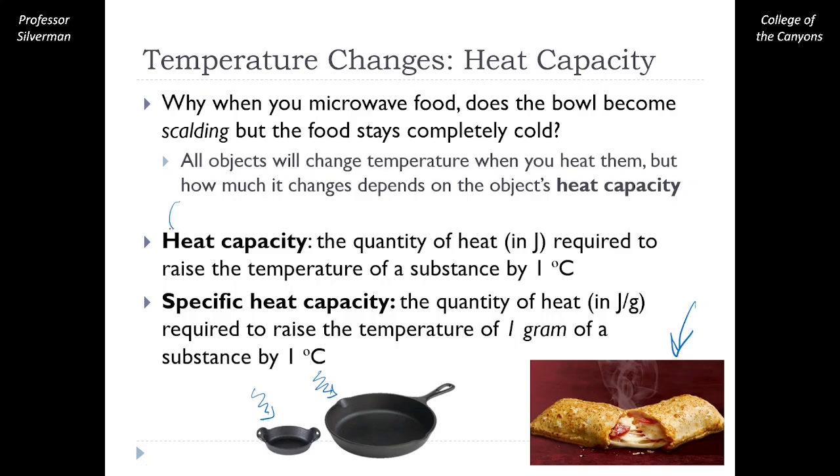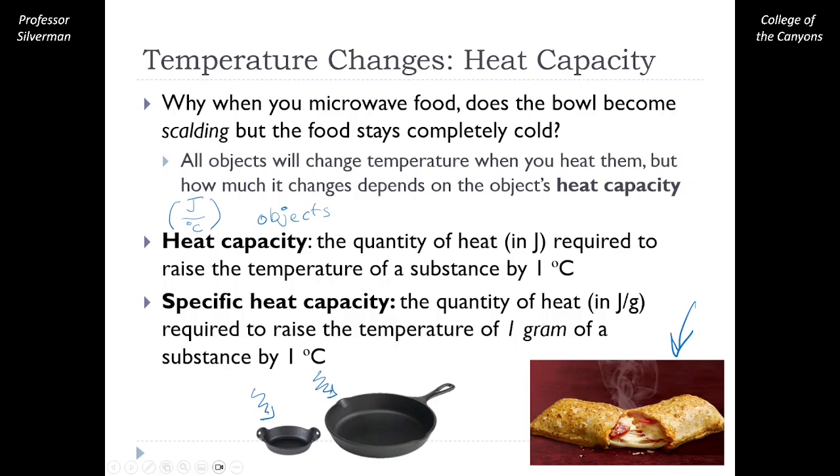Heat capacity, we get to quantify this. This is going to be how many joules of energy are required to change our substance by 1 degree Celsius. The units are joules per degree Celsius. And this heat capacity is really useful for measuring different objects. Comparing our little frying pan to our big frying pan.